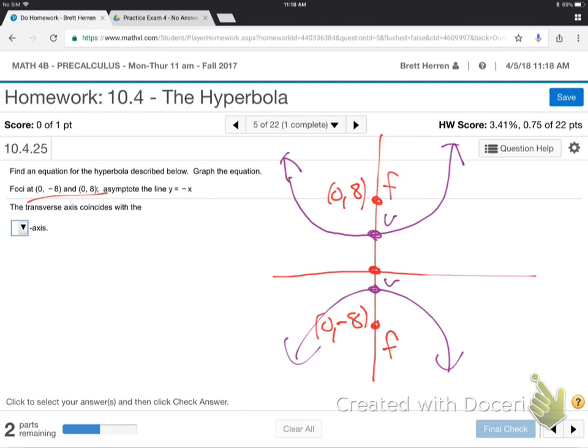So when I write the equation, since it's going up, down, what does that mean about the equation? Y is first, huh? Remember, it's all about who's first in the equation and who's second. If it's up, down, Y is in the front. If it's right, left, X is in the front. Remember that for hyperbolas? Whoever's in front tells you the direction. Okay, great. So now, do we know anything more?